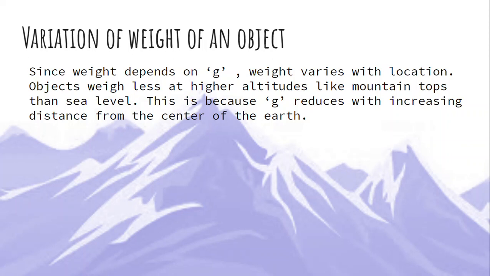Weight actually varies based on different factors. Weight depends on g, which varies with location, and objects weigh less at higher altitudes like mountain tops than at sea level. This is because g decreases with increasing distance from the center of the Earth. So if you weigh 40 kgs at sea level, you weigh a lot less on the top of Mount Everest.